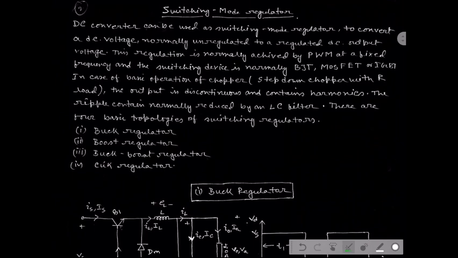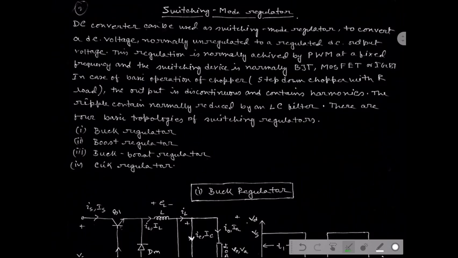This regulation is normally achieved by PWM technique, which is called pulse width modulation technique, at a fixed frequency, and the switching device can be anything, that is BJT, MOSFET or IGBT. Maybe a high rated frequency is there, or maybe a high blocking voltage will be there. On the basis of this, we can choose the type of switch for regulator operation.